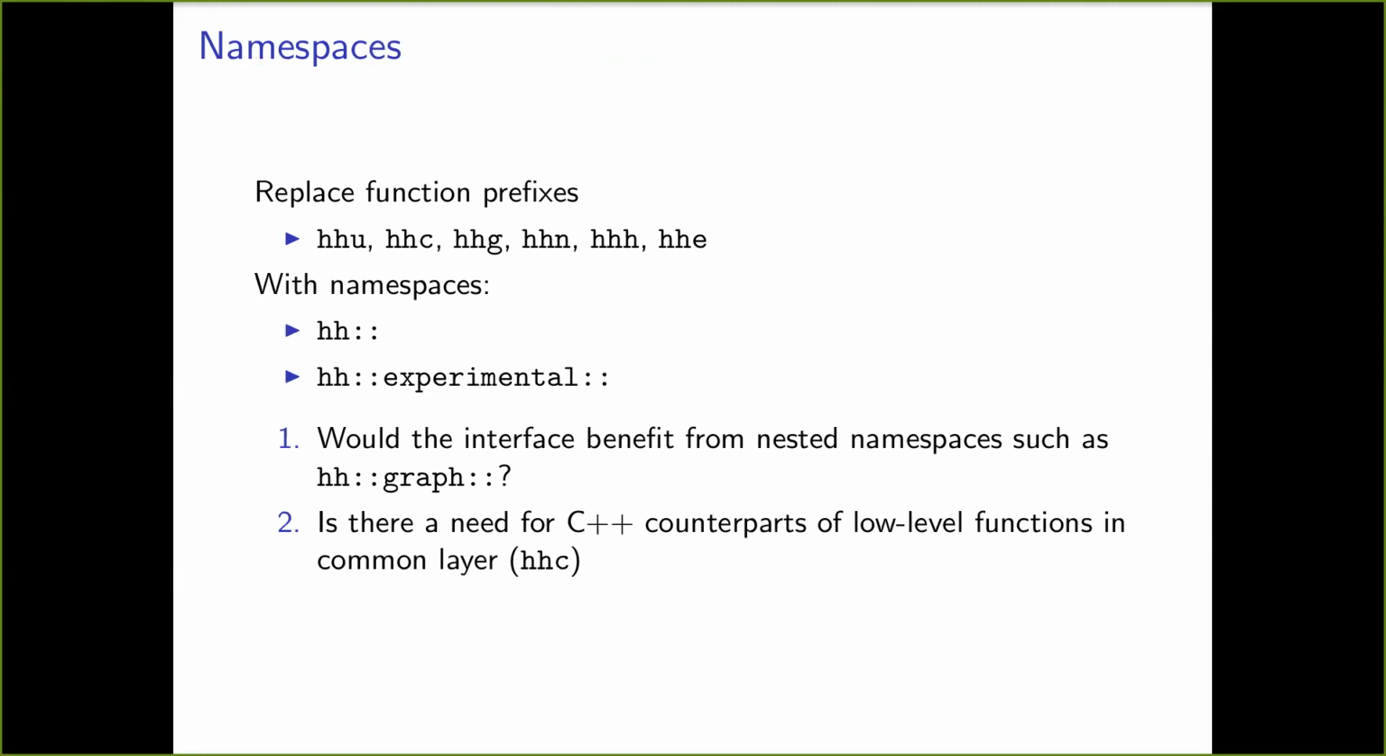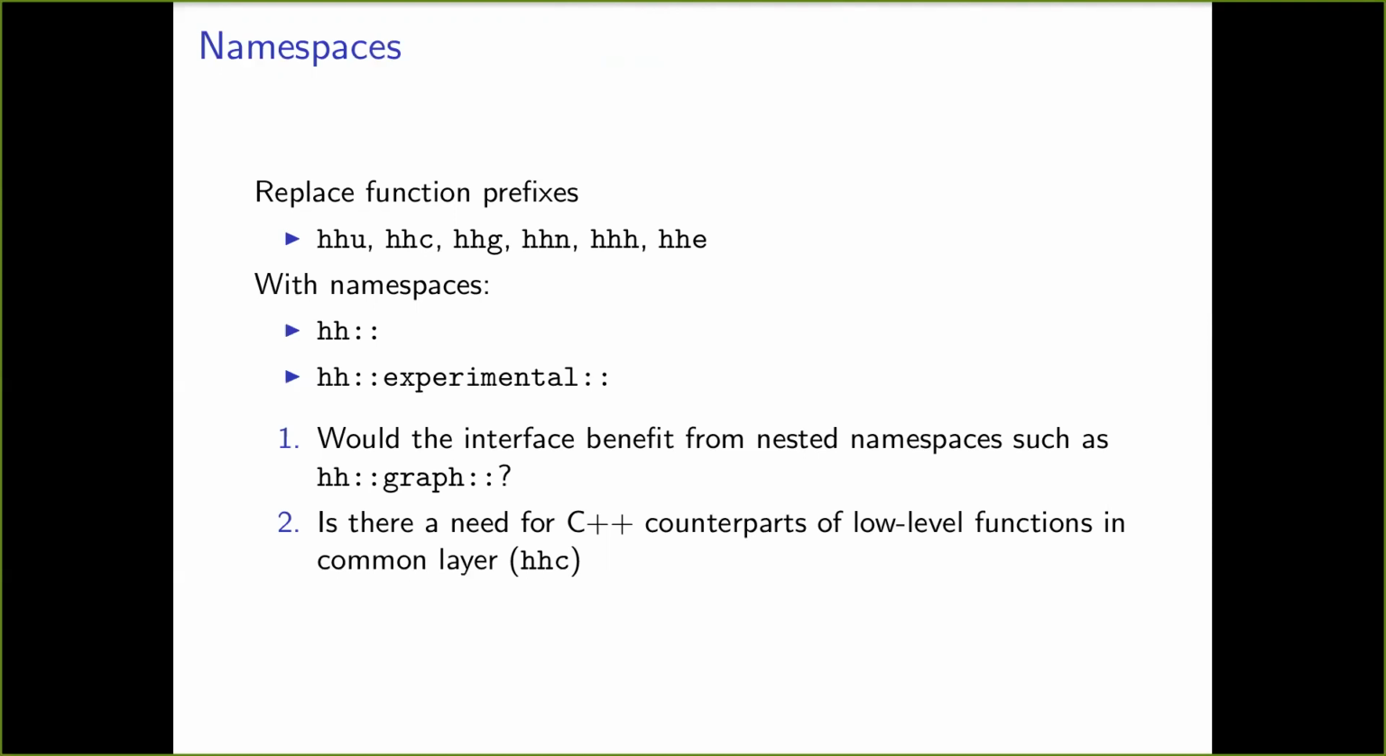This is generally maybe not very user-friendly, so of course, in C++, we want to use namespaces directly. At the moment, we just use one namespace and perhaps one for experimental, just to notify users that there are some beta features. And there's also the question to the community if they feel that using nested namespaces would make it easier to understand the different modules which are available in HiHat.